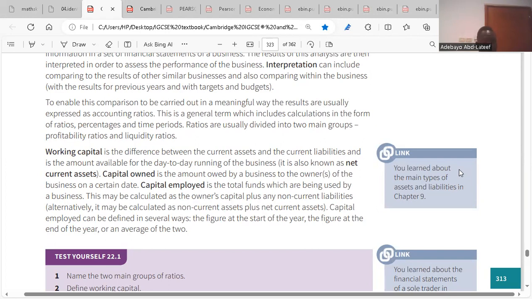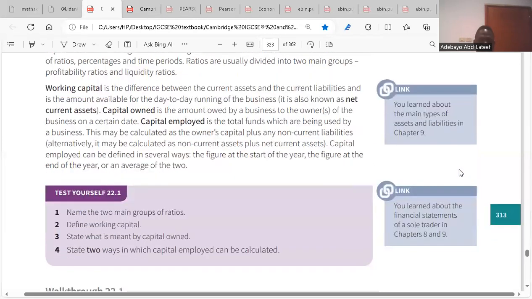Is it clear? There's a difference between working capital, which is the amount of money used in the day-to-day running of the business, calculated by taking away your current liabilities from your current assets. Then we have our capital owed, which is the amount of money the business is owing the owner of the business. Literally, the amount of money the owner of the business has put into the business. Then we have the capital employed. For capital employed, we're talking about the total amount of funds available for that business. I think those are clear.